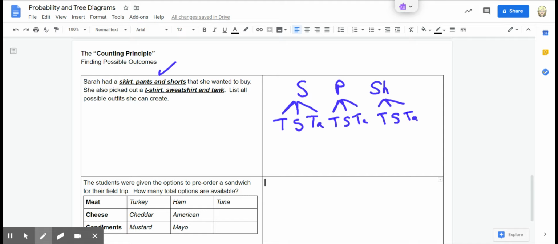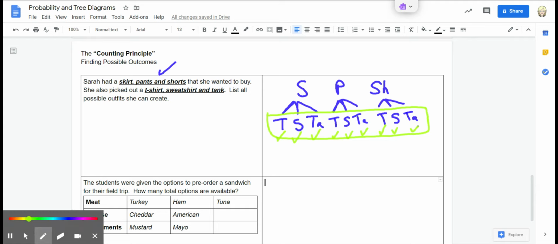Okay, so we now can see all of our possible outcomes. So basically, our possible outcomes are listed right here. Okay, so we have 1, 2, 3, 4, 5, 6, 7, 8, 9 possible outcomes. So if we were asked, we would say we could have 9 possible outfits.